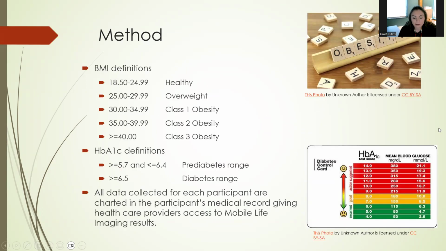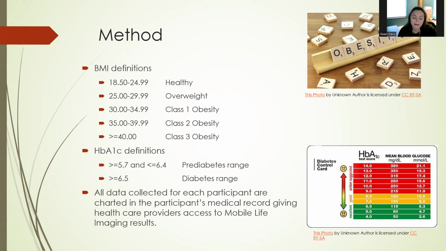So before Valborg dives into the data portion of the presentation, I will define some of the terms that you may hear as she is presenting. A body mass index, or BMI, is calculated using a participant's height and weight. A healthy BMI is between 18.5 and 24.99. I would like to specifically point out that class 1 obesity ranges from 30 to 34.99, and class 2 obesity is 35 to 39.99.